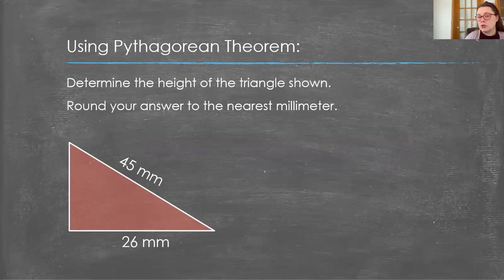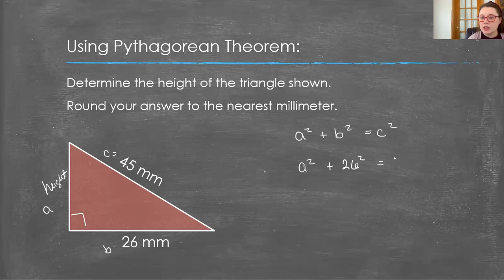In this one, I again want to find another side. The height is straight up from the base. So here's my right angle, and this is my height. Okay, so we're going to use Pythagorean theorem. Get a habit of writing it down. It'll help you remember it. A squared plus b squared equals c squared. So I'm going to call this A, I'll call this one B, and I'll call this one C. Okay, so a squared plus 26 squared equals 45 squared.